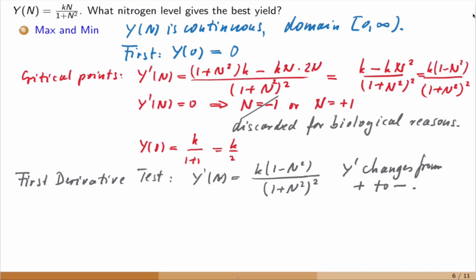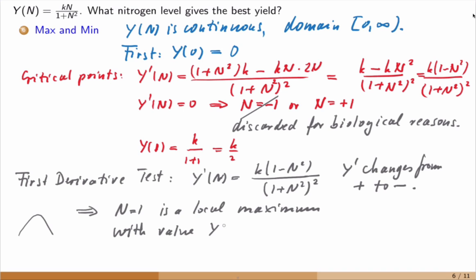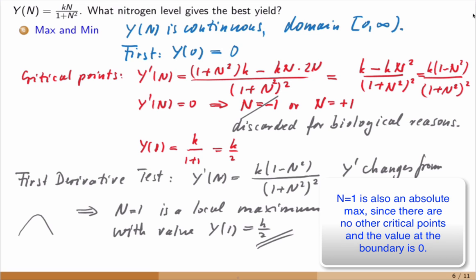Now, do you remember what this means? From plus to minus, so it first goes up and then goes down. Which means 1 must be a local maximum. First derivative test says n equal to 1 is a local maximum with value y at 1 equal to k over 2. So our optimal yield is k over 2, and our optimal nitrogen supply is n equal to 1.